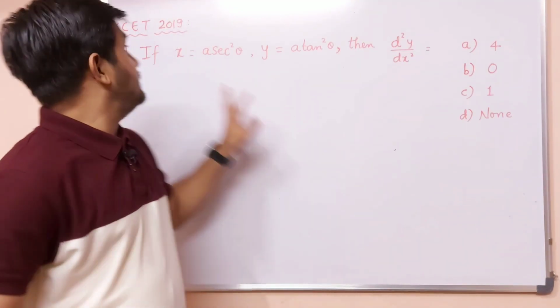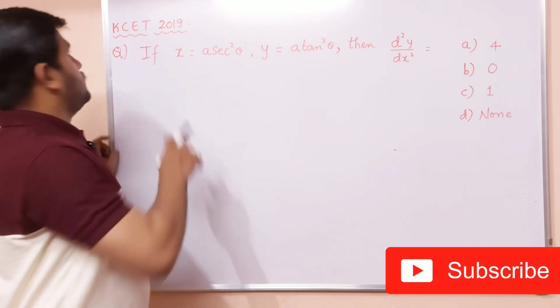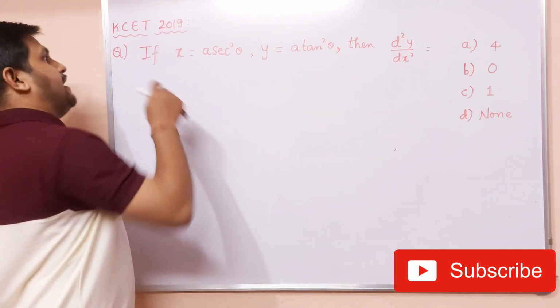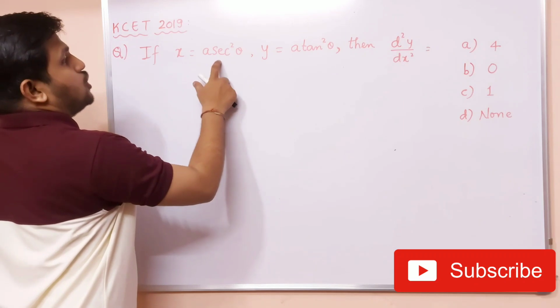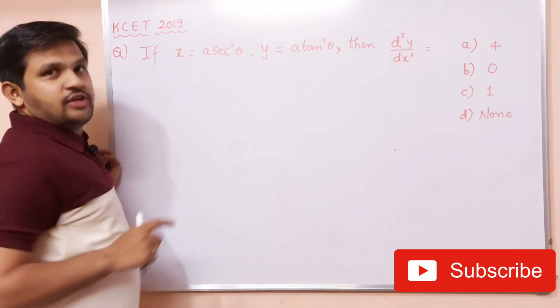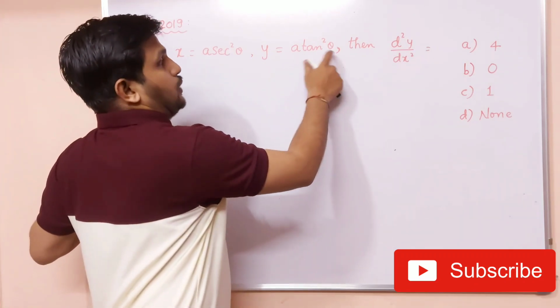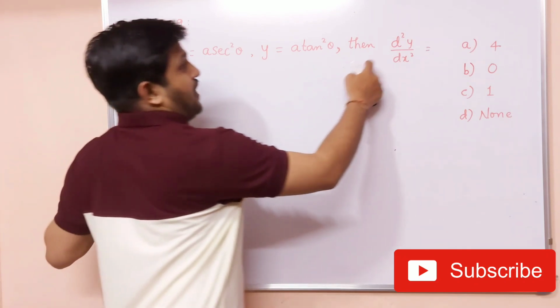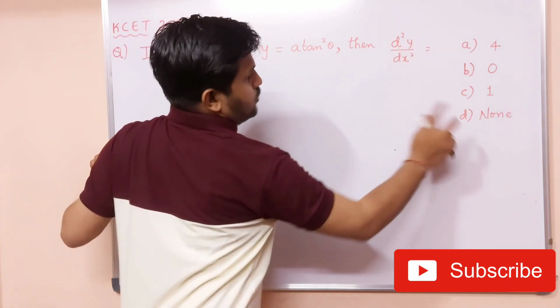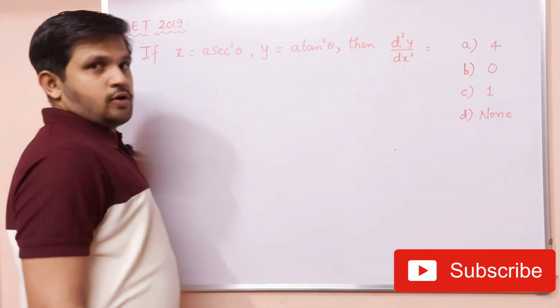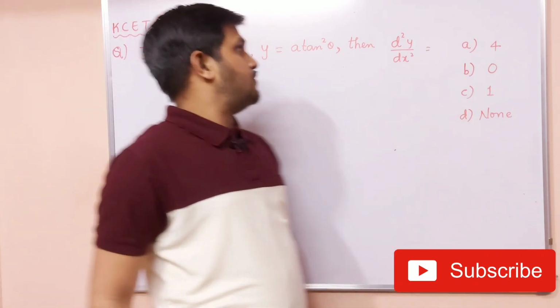Okay, let's start the second question which was asked in 2019. What is the question? If x equals a into secant square theta, y equals a into tan square theta, we need to find d square y by dx square. So here are the options: 4, 0, 1, none of these.